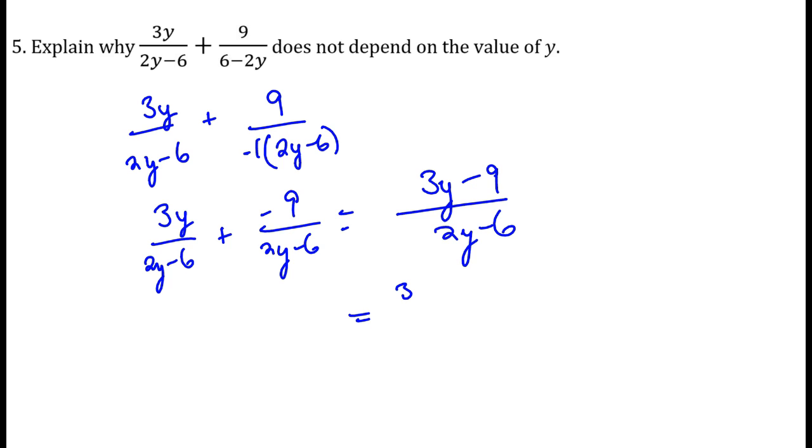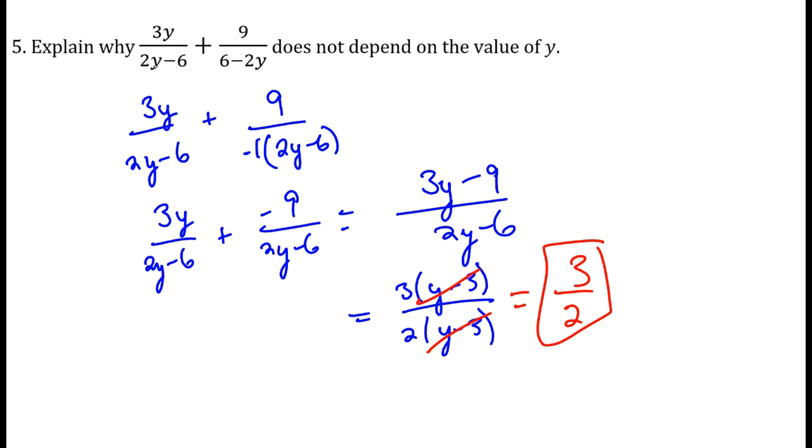I'm going to take out a GCF because I see that. Maybe something will divide out. GCF of 2. This looks promising because there's a factor of y minus 3 in both the numerator and the denominator. So, goodbye, and we're left with 3 over 2. Regardless of what value I plug in for y in this expression, I will always get 3 halves. You will always get 1.5 if you pick y equals 1,000,000, if you pick y equals 10.